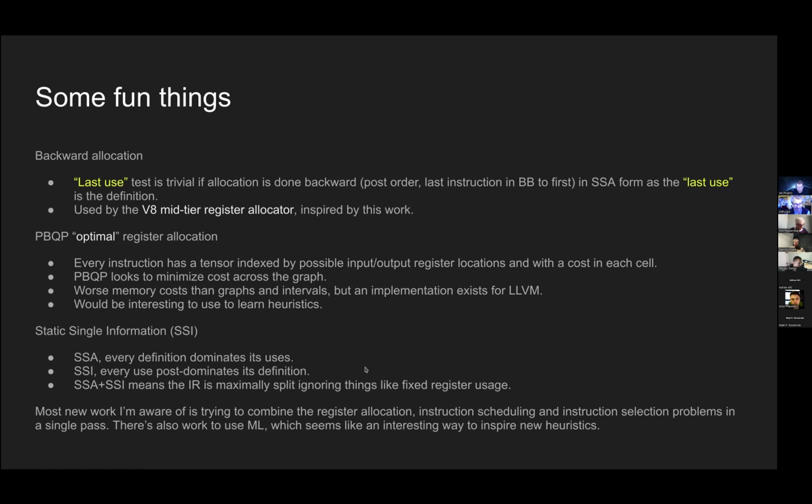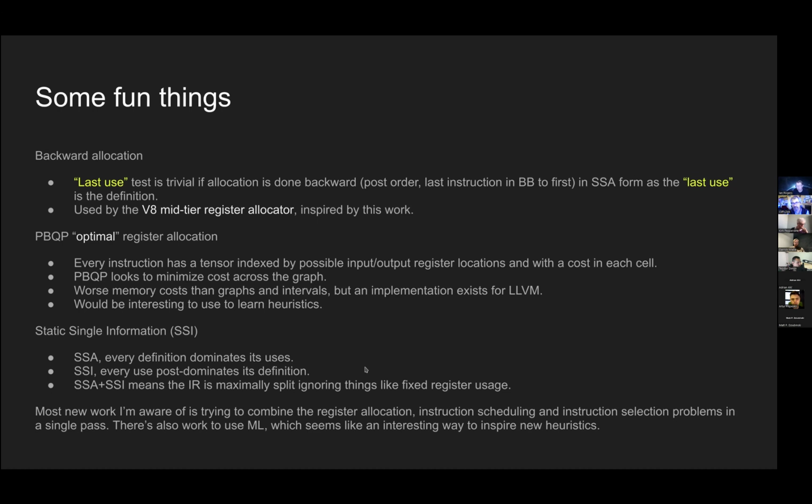Something that somebody told me, and I thought was a really interesting insight, is static single information. In SSA, every definition dominates its uses, and in SSI, every use post dominates its definition. How does that work? You have a branch, you end up having to create little extra, I think they use pi a lot, but they have a pseudo instruction on entry so that the definition post dominates the use.